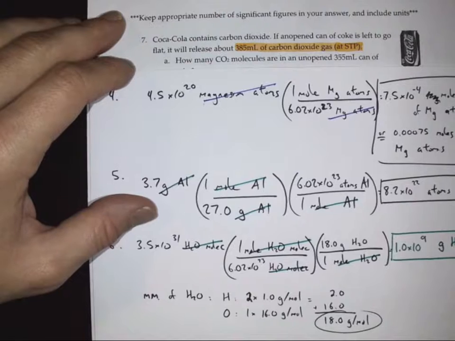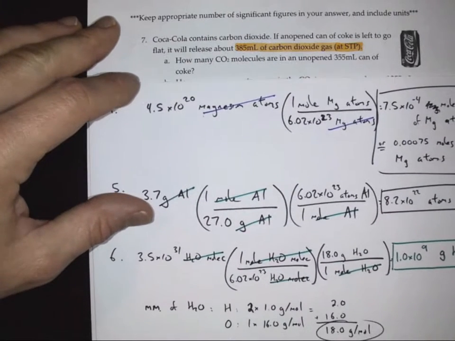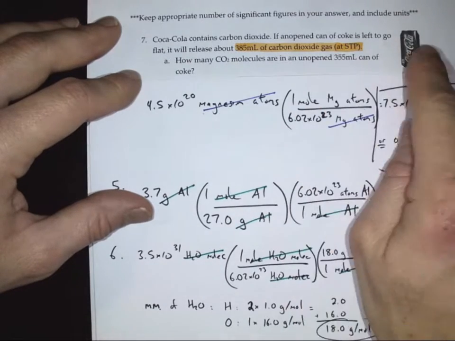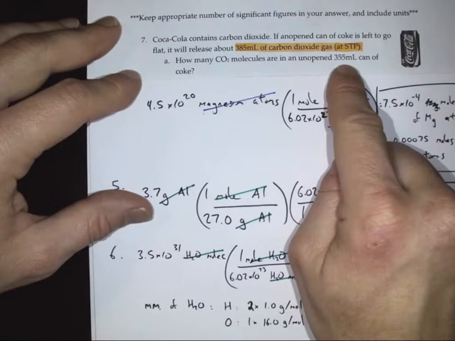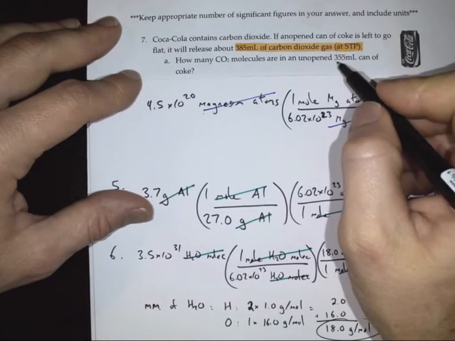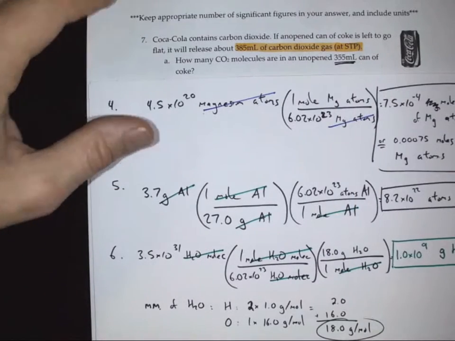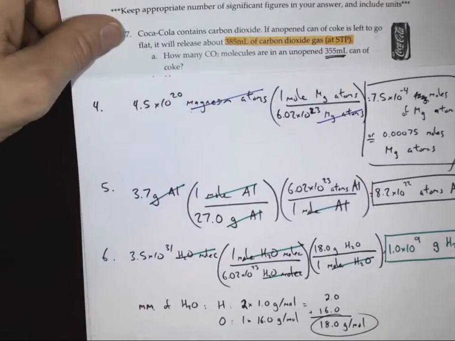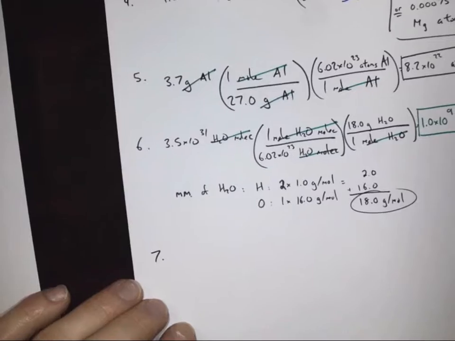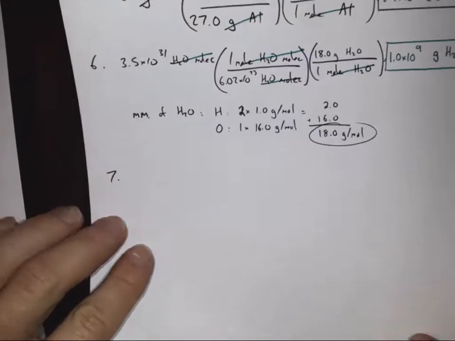Okay, so it looks like we have a few parts here. Let's start with how many molecules of carbon dioxide are in an unopened 355 ml can of Coke. All cans of Coke are 355 mils. So where are we going to start here? It looks like we've got a lot of information. Once we start having lots of information, maybe it's a good thing to just turn to grapes so we don't get confused.